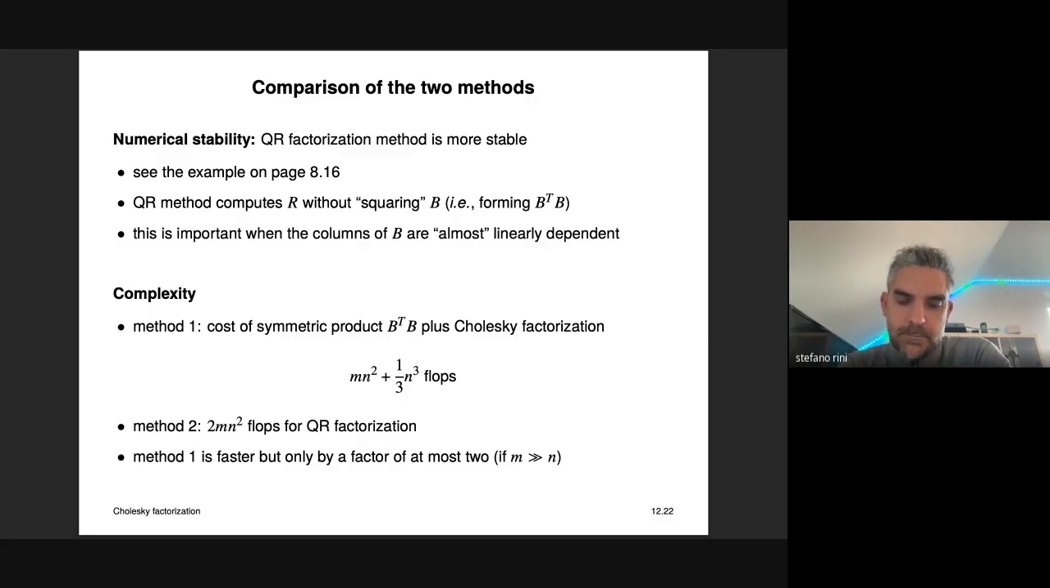But the complexity cost is lower, right? So B transpose B plus Cholesky factorization requires mn squared plus 1/3 n cubed flops. The QR factorization is 2 times m times n squared, so it's heavier. So method 1 is faster, but only by a factor of at most 2 when m is much larger than n. Okay, so you see that this is the trick.